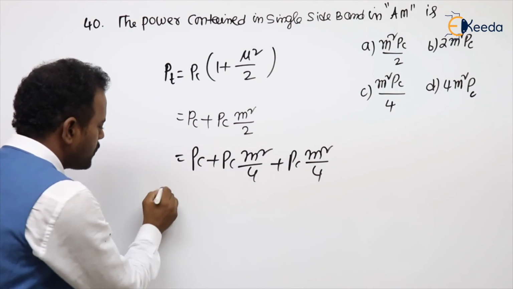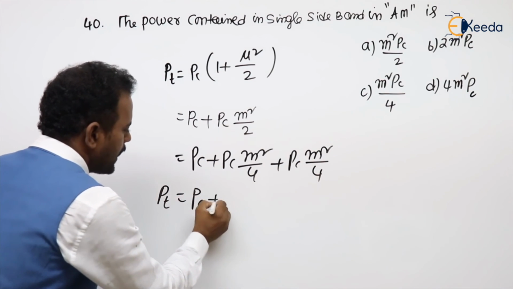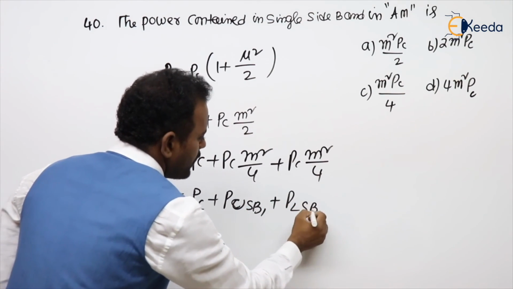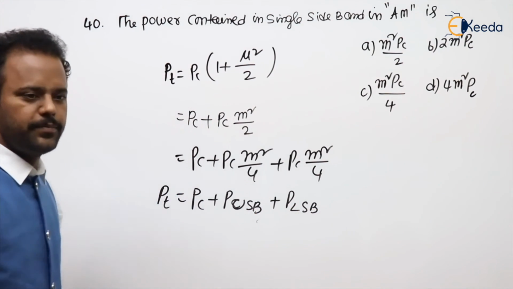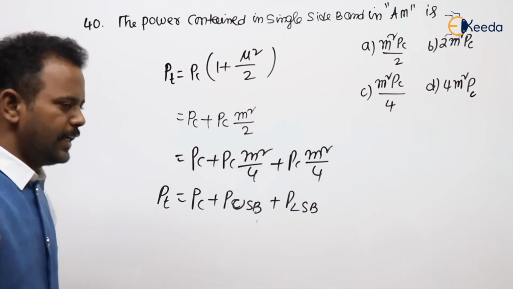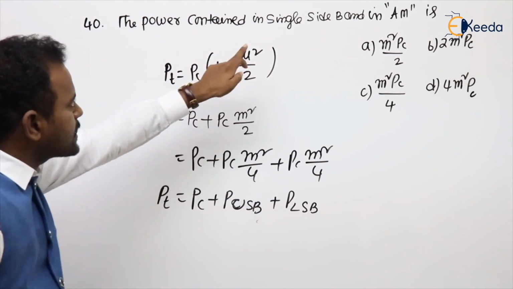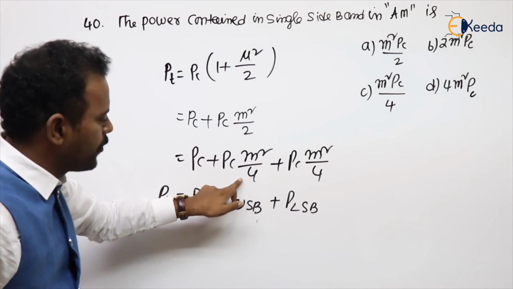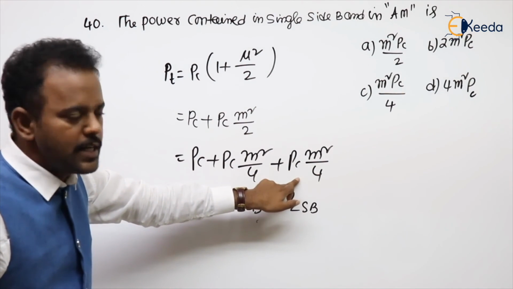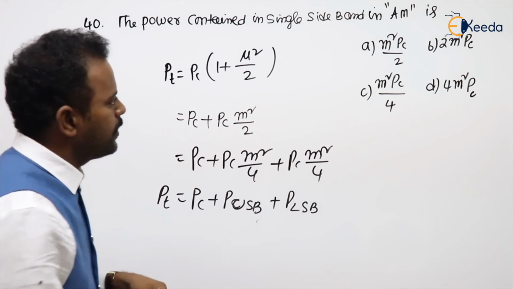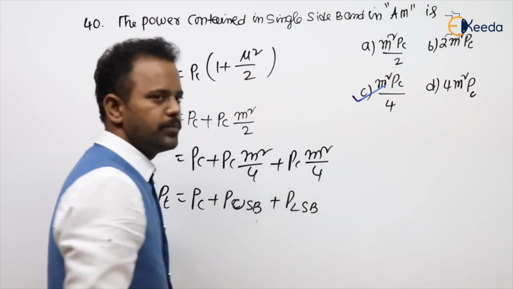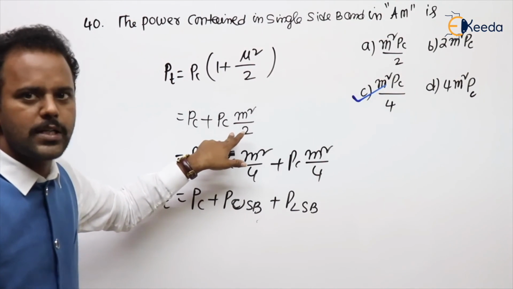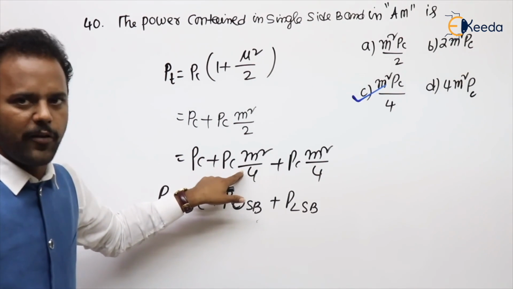Our actual total power Pt equals carrier power plus USB power plus LSB power. If multiple components are there, I can say like that. Now here he is asking about a single sideband. How much is in a single sideband? Pc into m square by 4. Any single sideband is Pc into m square by 4. Now the answer will be option C. If total sideband, it means add both: Pc into m square by 2 is the total sideband power. Single sideband means by 4. Clear?